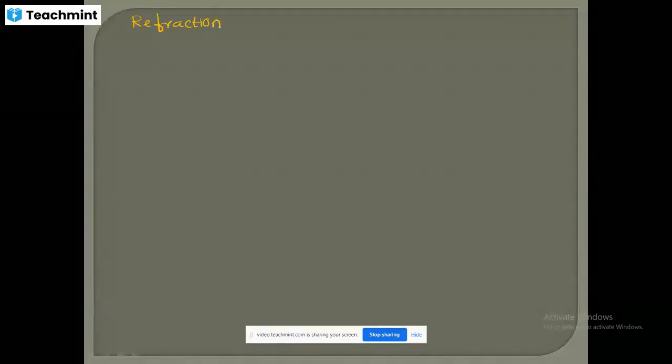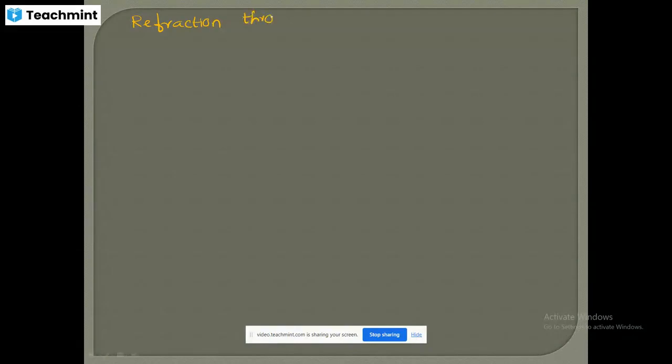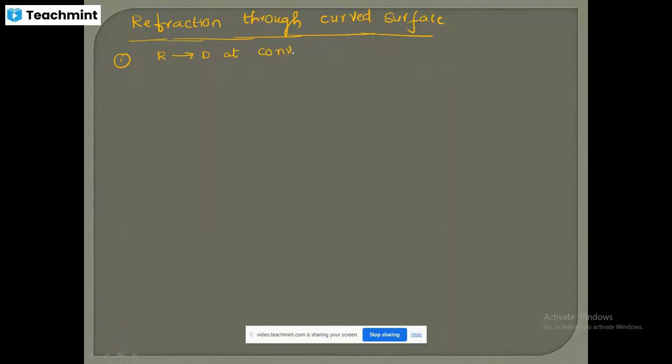Refraction through curved surface. Curved surface means we have two surfaces, concave and convex. The first one here: light is traveling from rarer to denser at a convex surface.